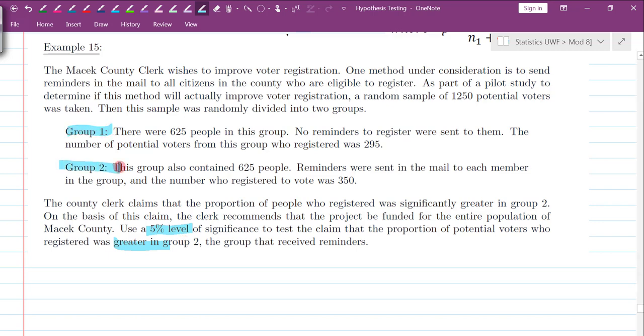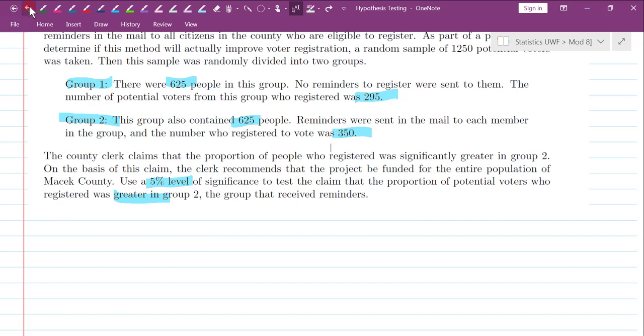So here are our definitions, here are our sample sizes, here are our x's, okay? And this was our total number of people that we looked at. So step 1, we're going to write down our null hypothesis, which is that the proportion for population 1 equals the proportion for population 2, and our alternative is that the proportion for population 1 is less than the proportion for population 2. Okay?